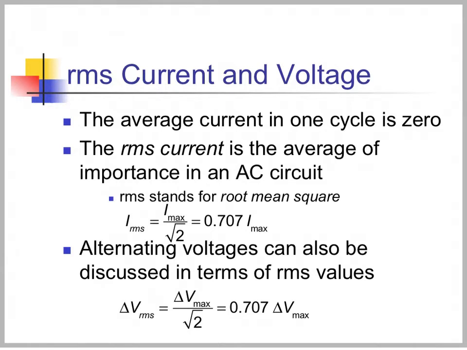Alternating voltages can also be discussed in terms of RMS values. V rms is the maximum voltage over the square root of 2, which is 0.707 V max. When I'm measuring voltage of an AC circuit with a voltmeter, typically what I'm measuring is the RMS voltage.